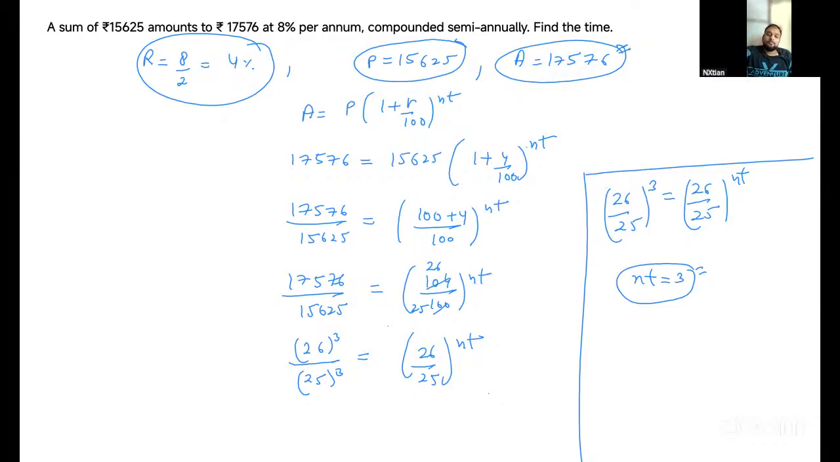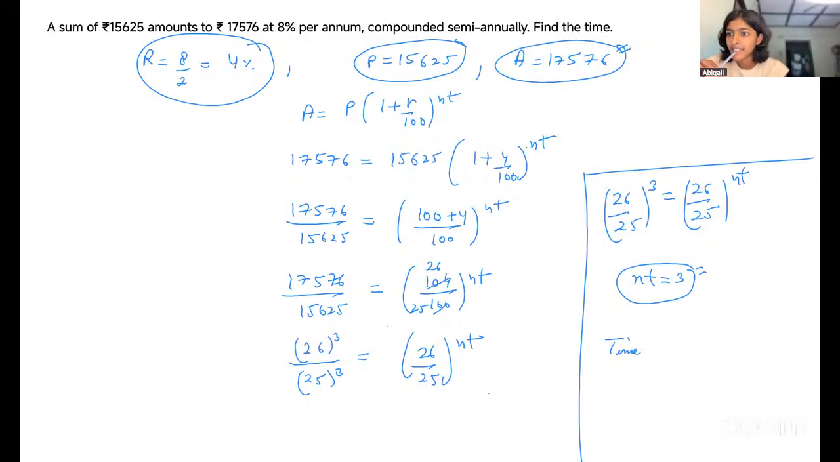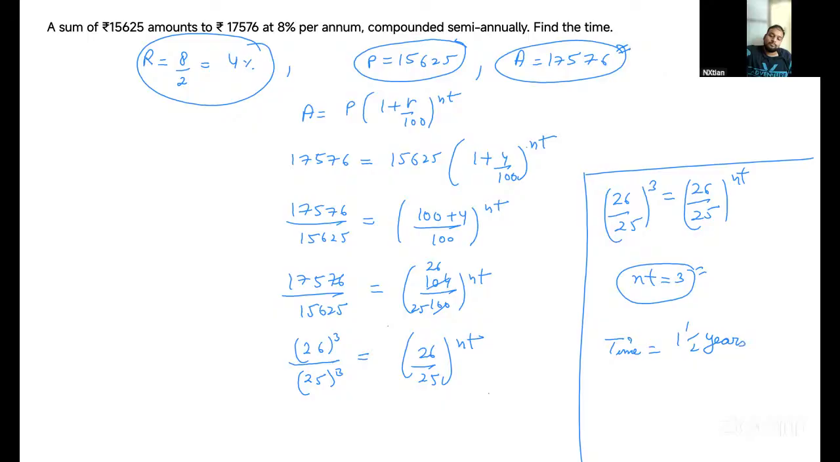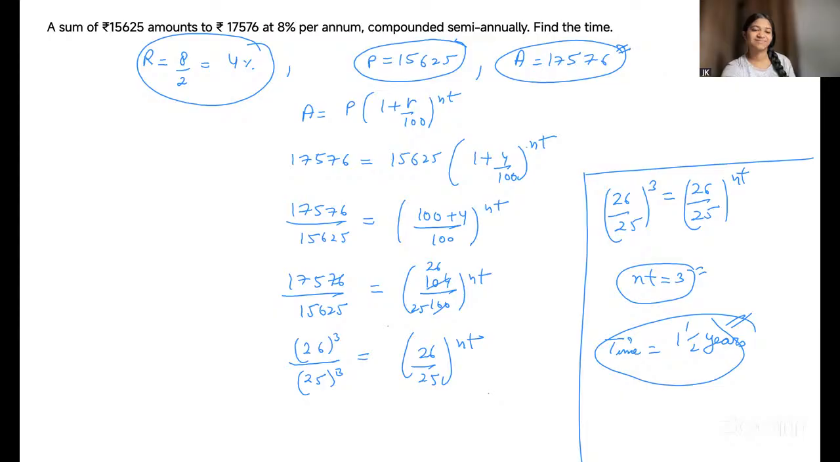Then what is the total time taken? Semi-annually, NT is 3 times. So annually it will be 1.5 years. Did you understand? Understood, sir.